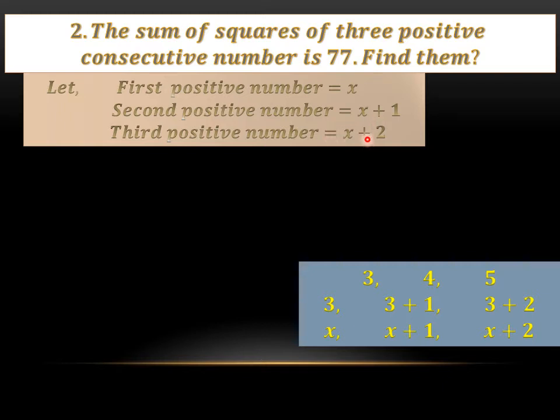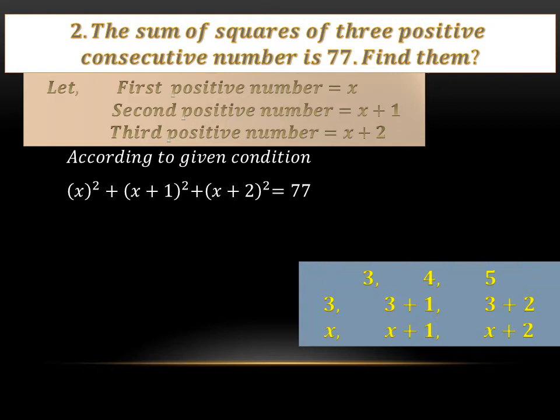Now, we have to put the plus sign between all those three numbers and we have to take the square of them as well. So how to write the given condition? We have to write x square, then we will put plus, then we will write the second number, x plus 1, and put the square of it, plus the third number, x plus 2 whole square. Here it was written "is" 77, and I have told you that "is" always means equal to.